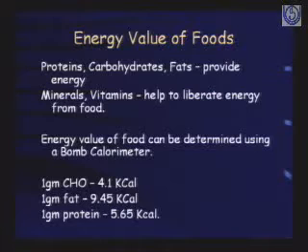Coming to the energy value of foods, we have in our foods proteins, carbohydrates and fats which provide us energy. They are the direct sources of energy, and we also have minerals and vitamins which do not provide us direct energy, but they help to liberate energy from food. By using an instrument called a bomb calorimeter, it has been found that 1 gram of carbohydrates gives us 4.1 kilocalories, whereas 1 gram of protein gives us 5.65 kilocalories.